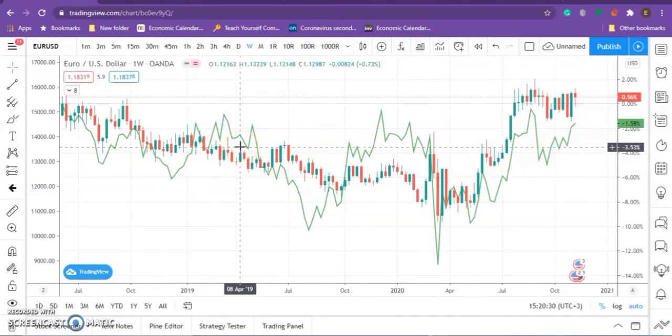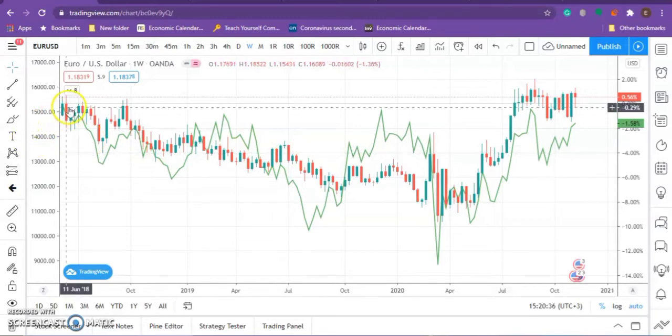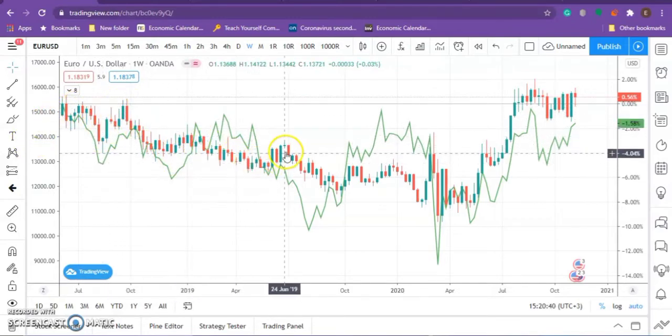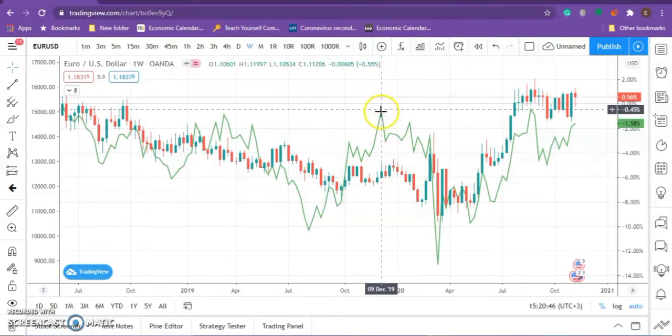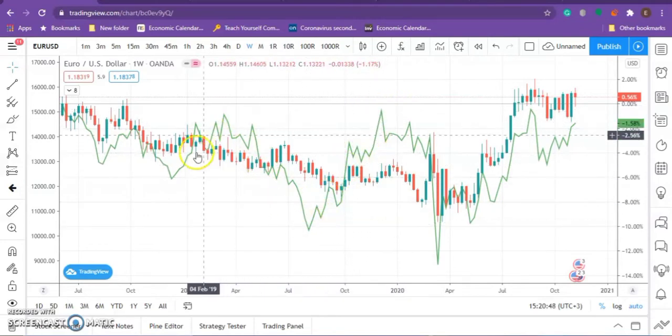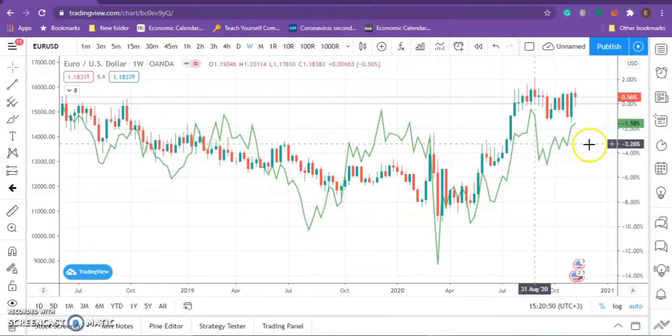Today we are going to talk about the correlation that exists between the currencies, between the indices, and also between the commodities. So the candlestick graph you see here, the red and blue, is Euro USD. The green line graph you see is actually the pound versus the US dollar.